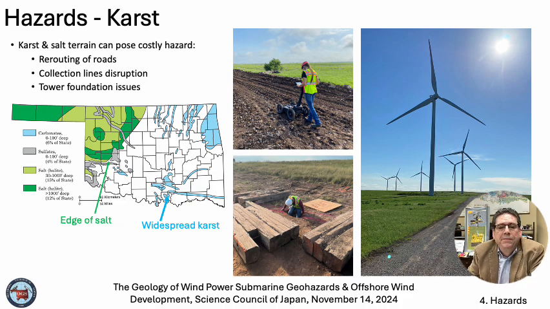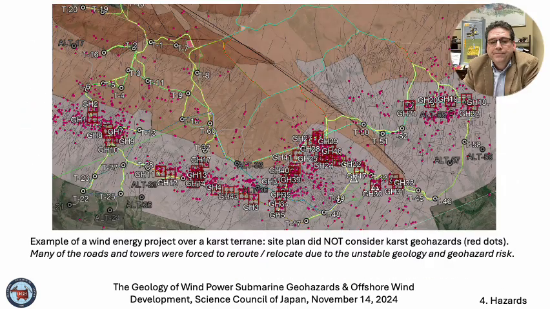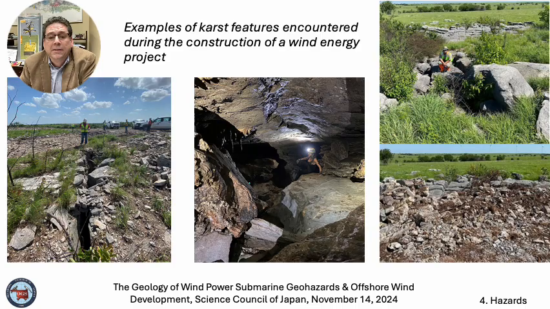But what you see is that if you do not consider hazards just from that landscape, you can wind up rerouting roads, having disrupted collection lines on the energy, and tower foundation issues. Here's an example where there was a site that had distributed wind turbines, a very advanced project, but because they did not consider some of these hazards, there was a lot of forced relocation of turbine locations, a lot of engineering costs that were incurred because the geology was not honored in the beginning.